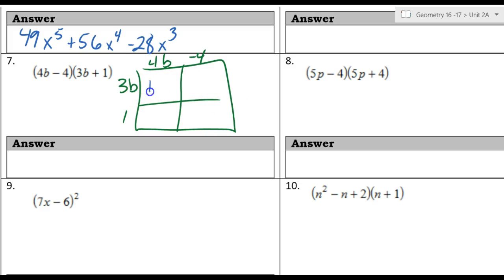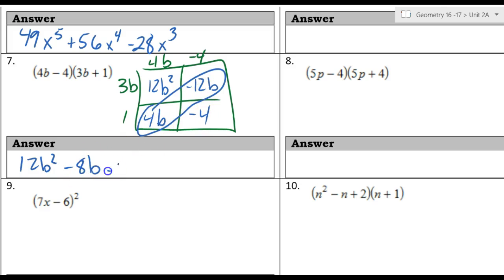So 3b times 4b is 12b squared. 3b times negative 4 is negative 12b. 4b times 1 is 4b. And 1 times negative 4 is negative 4. So our answer here, you have to start at the largest exponent, 12b squared. Combine these terms right here, 4b minus 12b, negative 8b. And then I'm left with negative 4. So this is our simplified polynomial. We don't have to do any further because it doesn't ask us to factor or do anything like this, so we're done here. Number 8 follows the same steps as number 7.